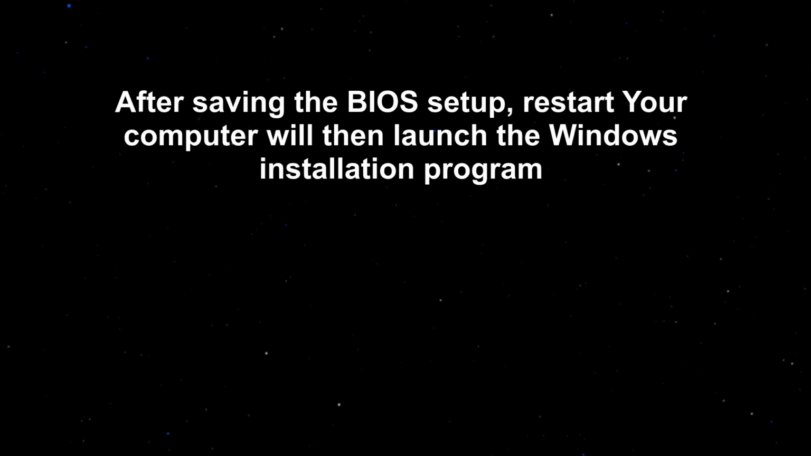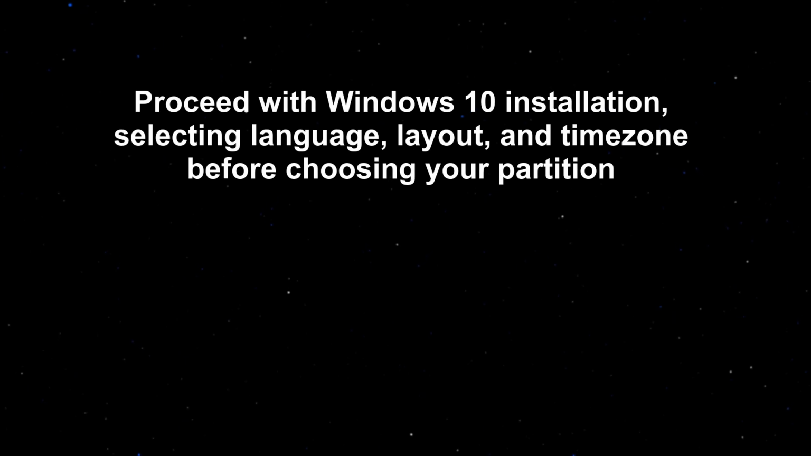After saving the BIOS setup, restart your computer. This will then launch the Windows installation program. Proceed with Windows 10 installation, selecting language, layout, and time zone before choosing your partition.